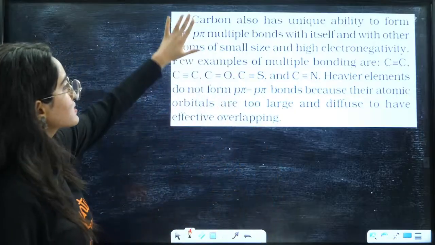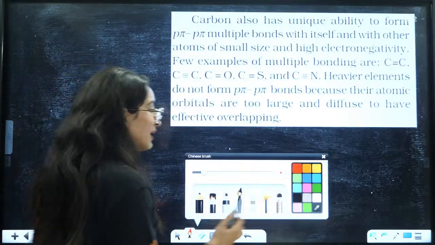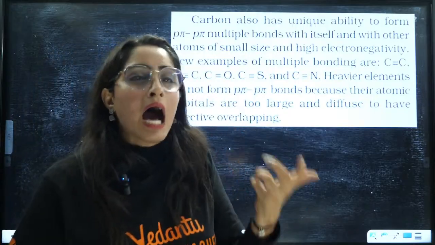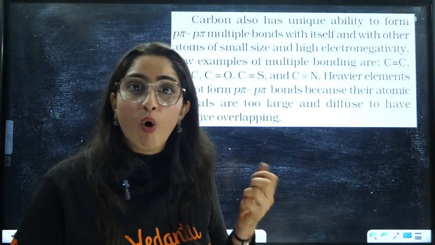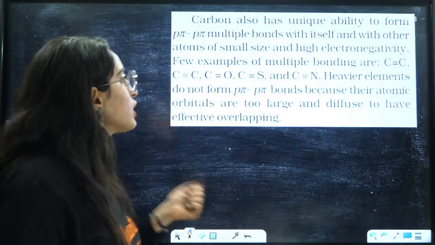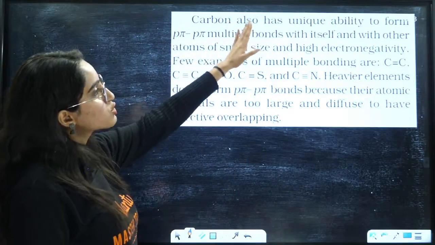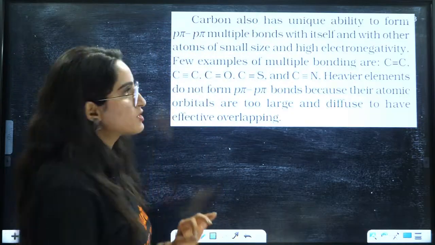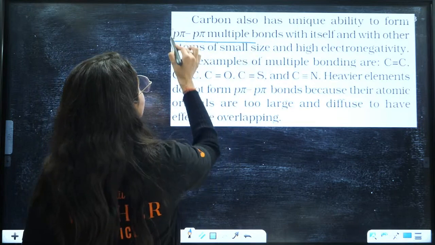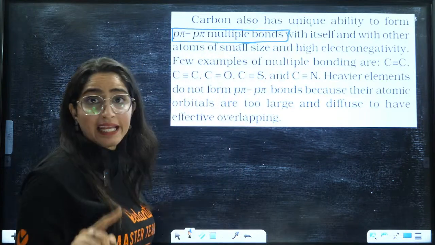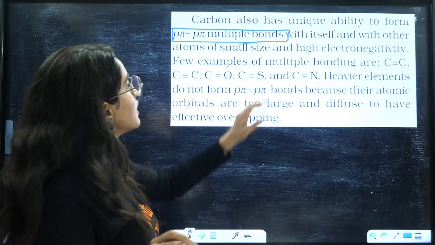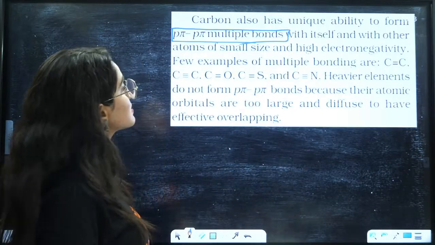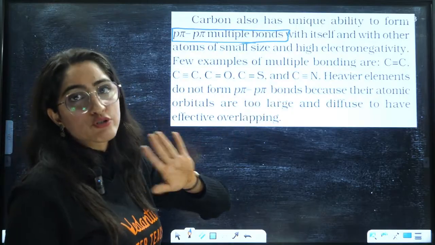Now, the next thing is multiple bonds. What kind of multiple bonds can carbon form? We know that carbon can form double bonds and triple bonds. How can it form them? Let us see that. Carbon has the unique ability to form p-pi multiple bonds. That is why you have alkanes, alkenes, alkynes, with itself and with other atoms of smaller size and high electronegativity.